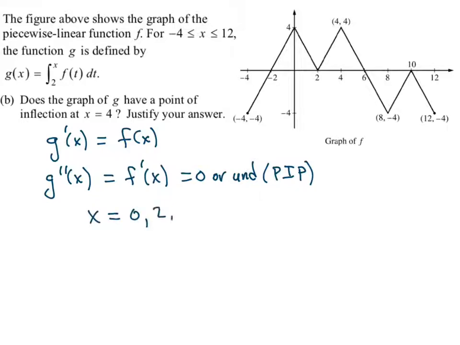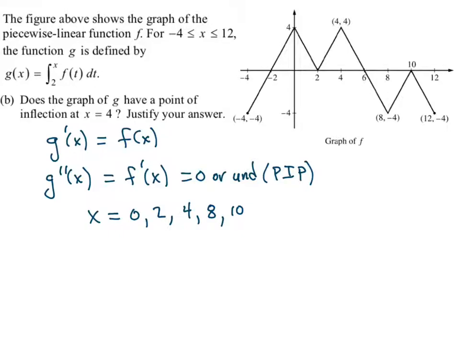So the spots where f prime equals 0 or is undefined would be, well, kind of a lot of spots. That'd be at 0, 2, 4, 8, and 10. Basically, all those sharp turns, all those cusps are undefined slopes. So that's where the slope would be undefined for those. So those are my potential inflection points. Now, once again, they only ask specifically at x equals 4.